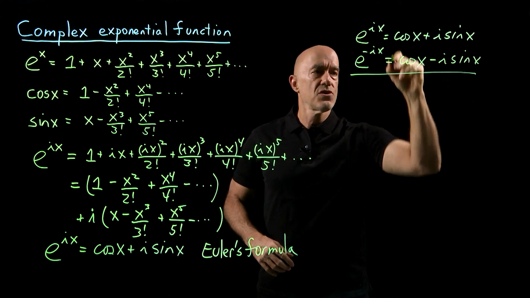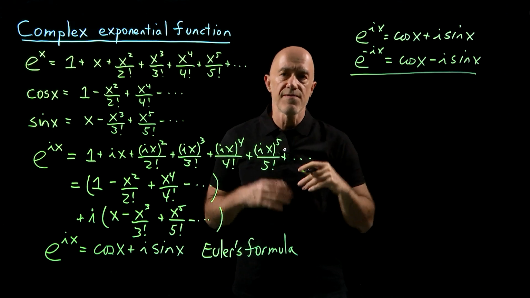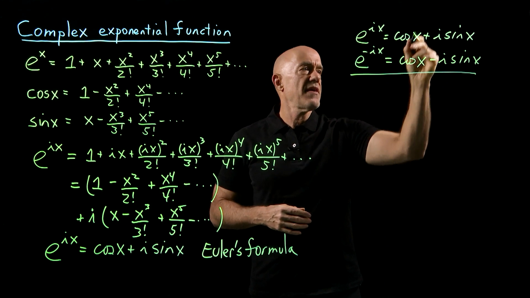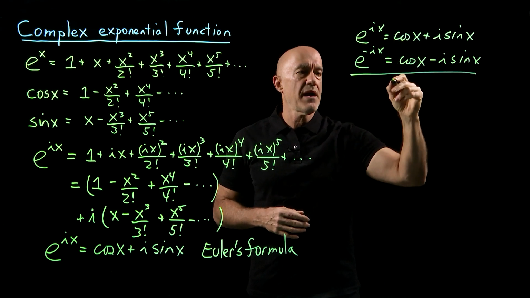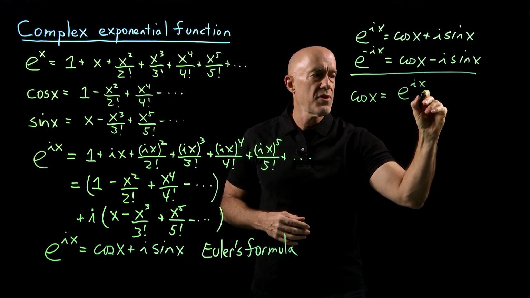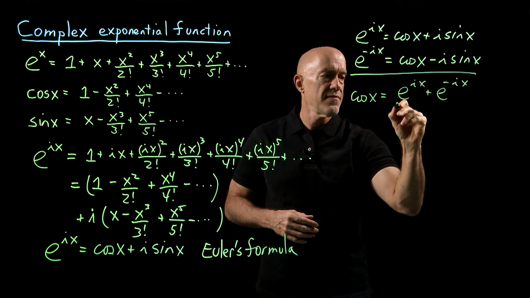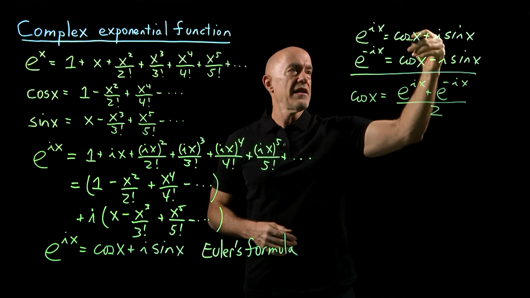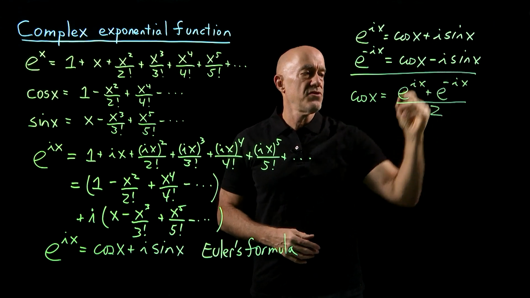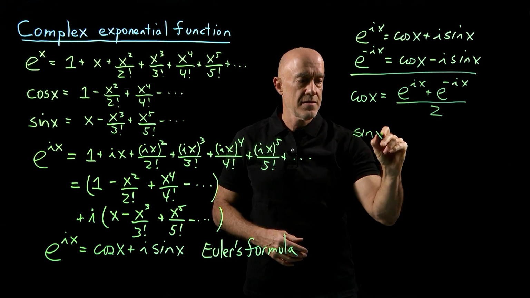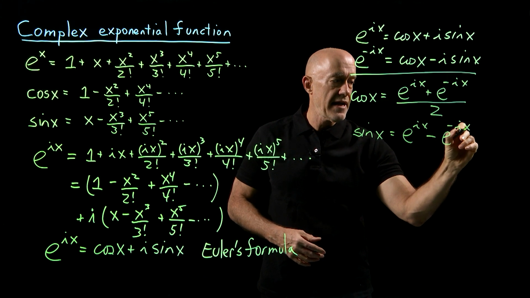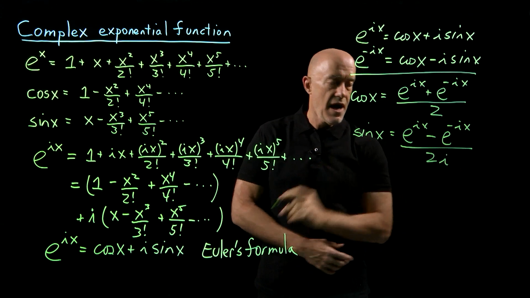And then we can use these two expressions to derive a formula for cosine and sine in terms of the exponential function. So if we add them, the sine x cancels, and we divide by 2, we get cosine x is equal to e to the ix plus e to the minus ix divided by 2. And if we subtract them, we end up with 2i times sine x, and divide by 2i, we'll get sine x is equal to e to the ix minus e to the minus ix divided by 2i.